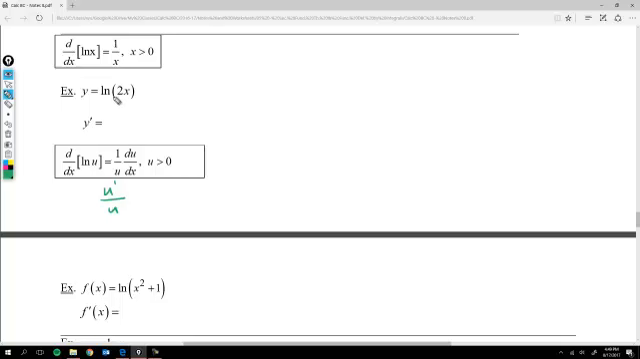Let's practice that. I have natural log of 2x. So the derivative on top of 2x and then just 2x on bottom. So the derivative of 2x is just 2. What's inside my natural log? 2x. All right, let's try it again.